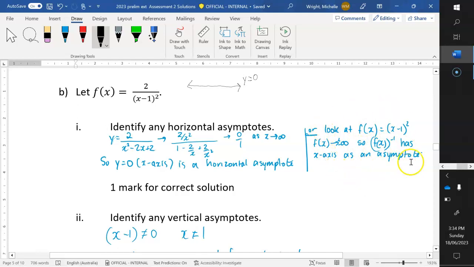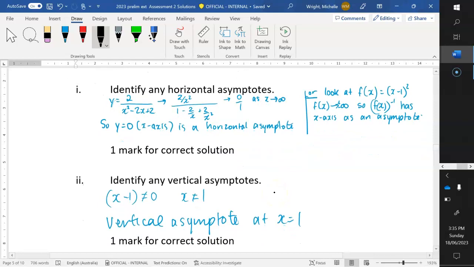So that was one of the rules that you had in your notes that you learned in class, and that would be a good one. The answer I was after was either the x-axis or y equals 0. Nothing else would have suited that solution, and 1 mark for your correct answer.